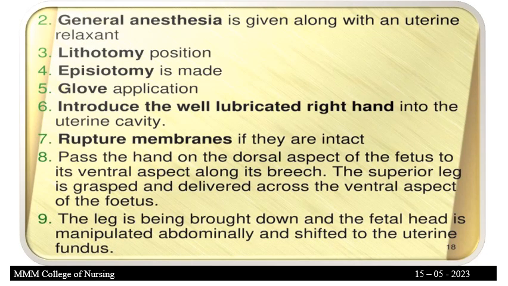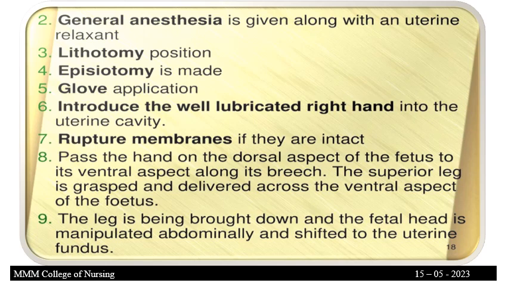General anesthesia is given, the lithotomy position is given, and an episiotomy is made. Gloves are applied and the well-lubricated hand is introduced. The complete hand should be lubricated with 2% xylocaine into the uterine cavity, and rupture of the membranes should be done if they are intact.